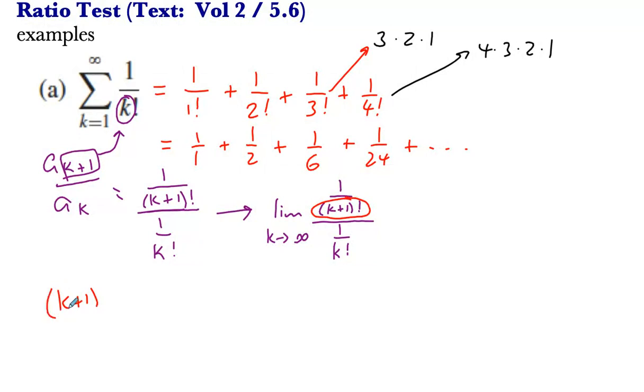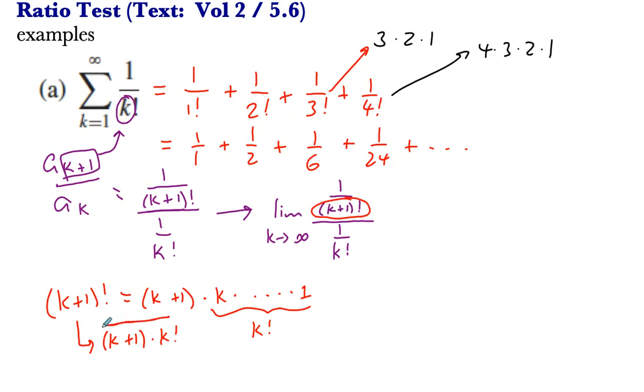K plus 1 factorial, if we remember what a factorial is, is k plus 1 times the term that's 1 below that. Well, that's k times all the way down to 1. But this is k times the next to 1. This is k factorial all by itself. So k plus 1 factorial can be rewritten as k plus 1 times k factorial.